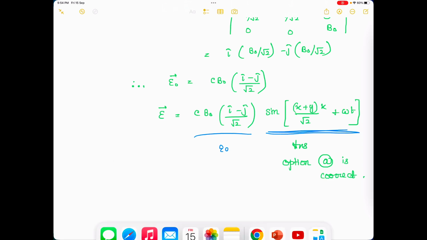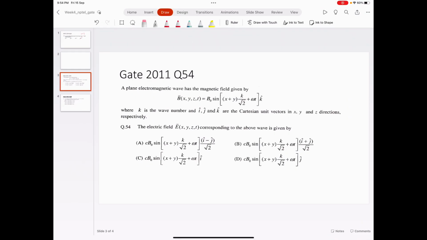So let's see which one is the correct option. C B naught (I cap minus J cap) by root 2. So A is the correct option here. So if I write it, A is the correct option for this particular question.